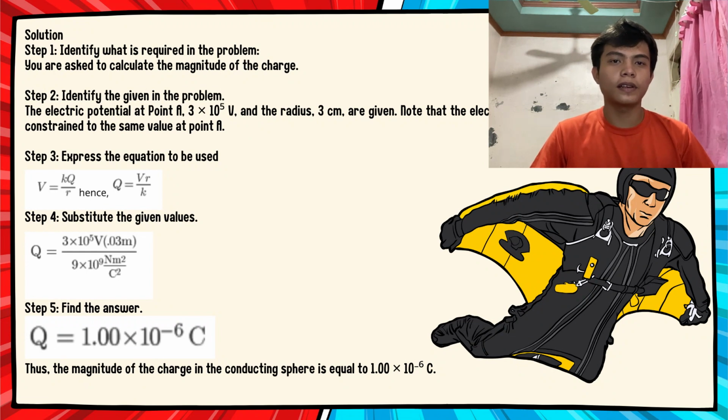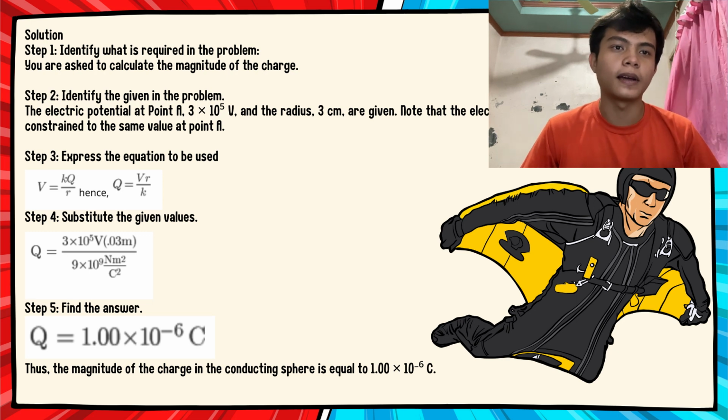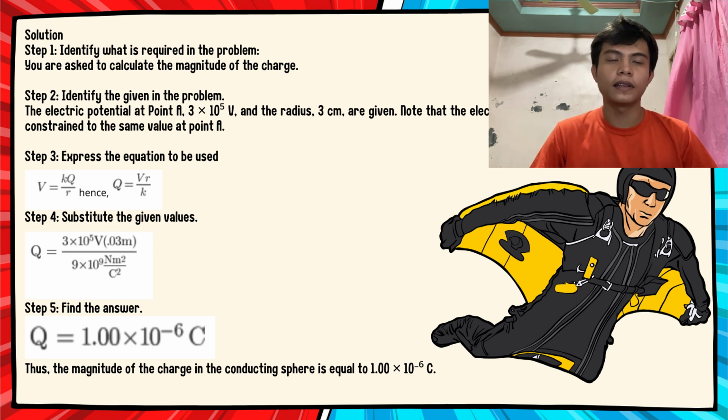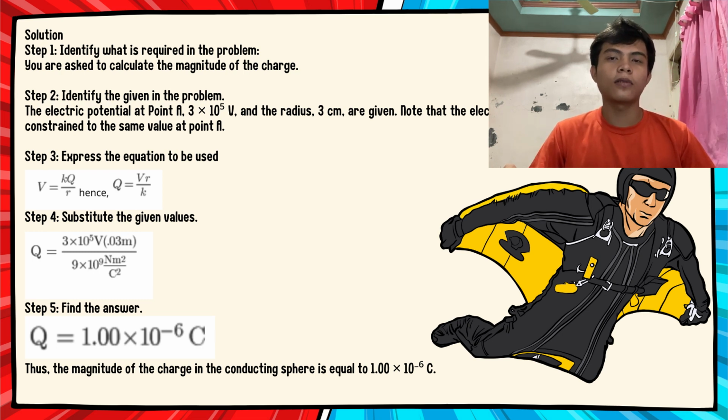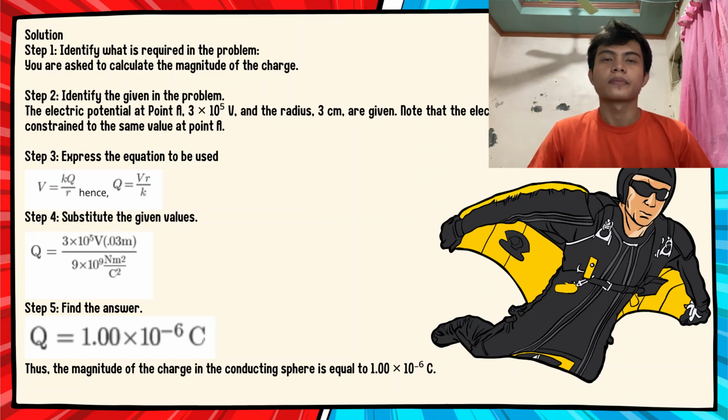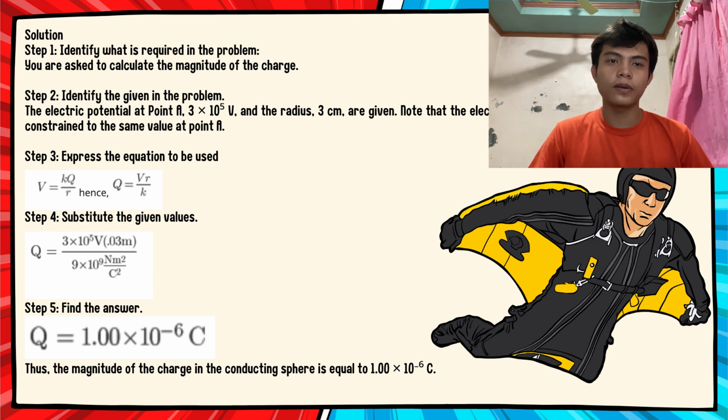Now, ang given diri kay ang radius, which is 3 cm for the sphere and 2 cm for point B. And ang electric potential diri kay 3 times 10 to the power 5 volts. Pero note na ang electric potential ani na points A and B is dili sila different, since naa sila sulod sa sphere. So pareha ra gyapon. So karon atong kuhaon lang is ang magnitude of the charge.